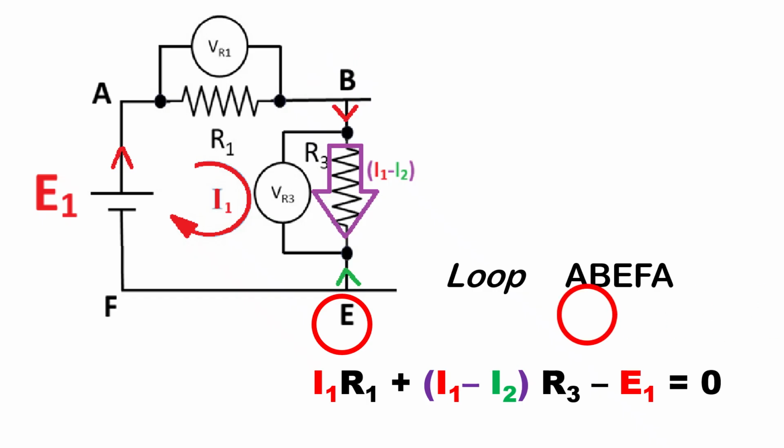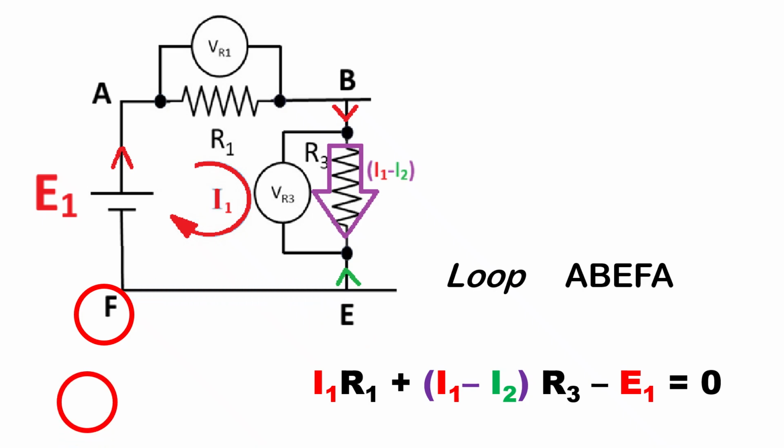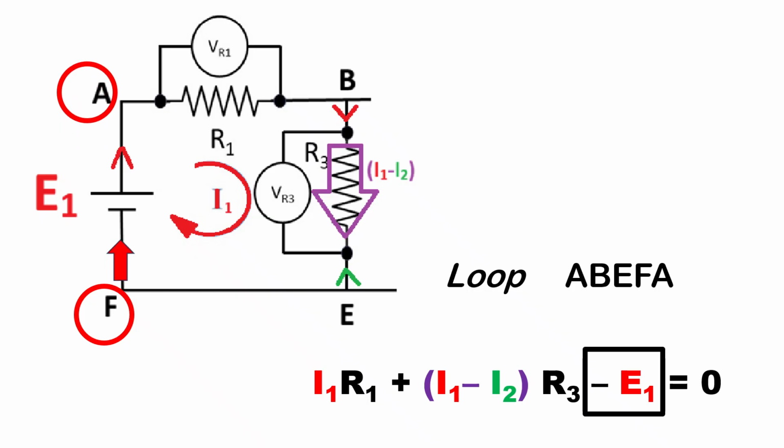When we travel from E to F, there is no resistor or cell. But when we travel from F to A, we touch the negative terminal of the cell E1. Hence, E1 is marked negative.